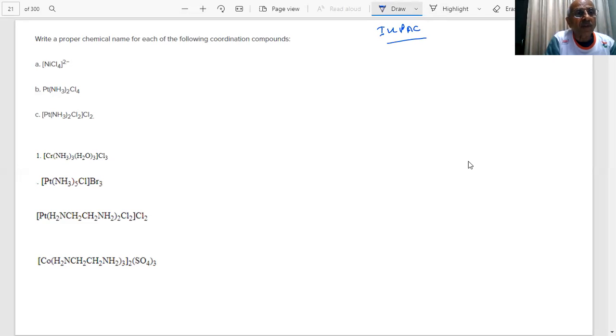Okay. For example, one or two questions. Suppose you are given in the paper, write the IUPAC name. This is a compound, NiCl4 2 minus. What will be the name of this compound? This is very simple. You have to write the IUPAC name of this complex. What rules have we told you? Apply them.